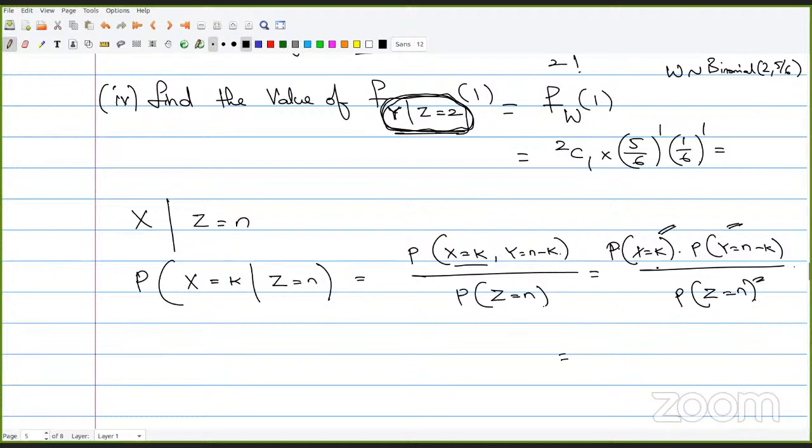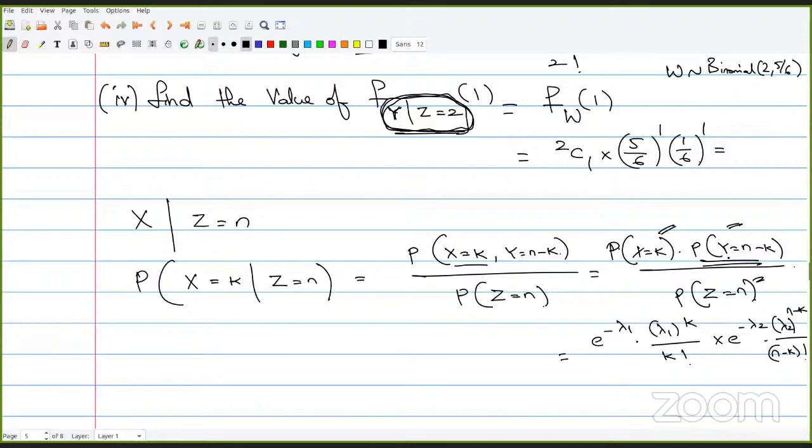This will be the probability that X equals k, which is e to the power minus lambda 1 times lambda 1 to the power k divided by k factorial, into e to the power minus lambda 2 times lambda 2 to the power n minus k. Sir, if it is independent, then why are we dividing it by the probability of Z equals n? See, that is different, right? The probability that Z equals n is different.